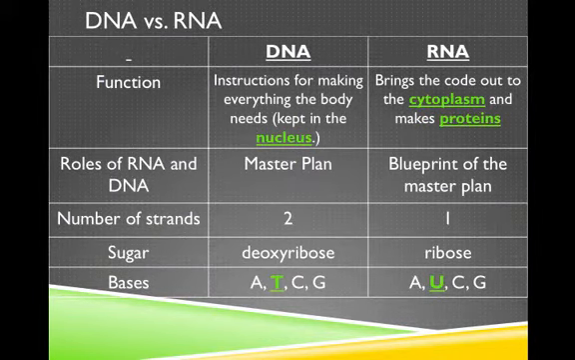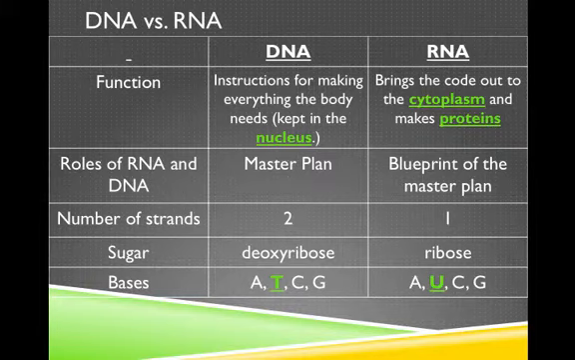So if we take a look at the differences and similarities between DNA and RNA, first we're going to look at the structure, the function. The function of DNA is to be the instructions for everything that the body needs, and it's kept in the nucleus. The function of RNA is to bring the code out to the cytoplasm and make proteins from it. So, DNA is essentially my master plan, and RNA is the blueprint. If we were talking about architects, for example, the master plan that stays at their office would be DNA, and the blueprint that they bring out to the work site that might get rained on or get some mud on it or could possibly get destroyed is my RNA.